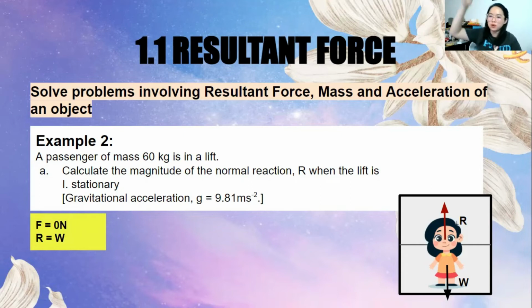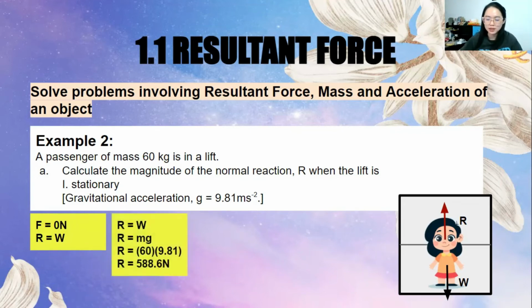No resultant force going up, no resultant force going down. So F is equal to 0. Then my R will equal W. So when R is equal to W, then I'll have R equals mg. So 60 multiplied by 9.81, I get 588.6 Newton. Easy, right?